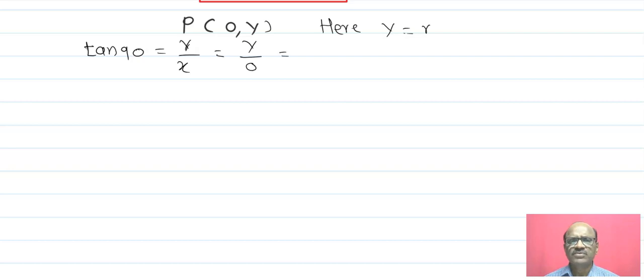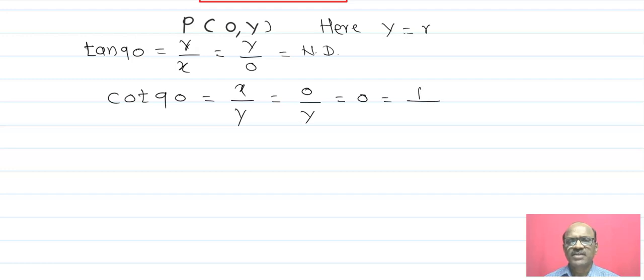Next, we will find out the value of tan 90. Therefore, tan 90 is equal to y upon x. But here the value of x is 0. Therefore, any number upon 0 is not defined. And cot of 90 is x upon y. But x is 0, so 0 upon y is equal to 0.